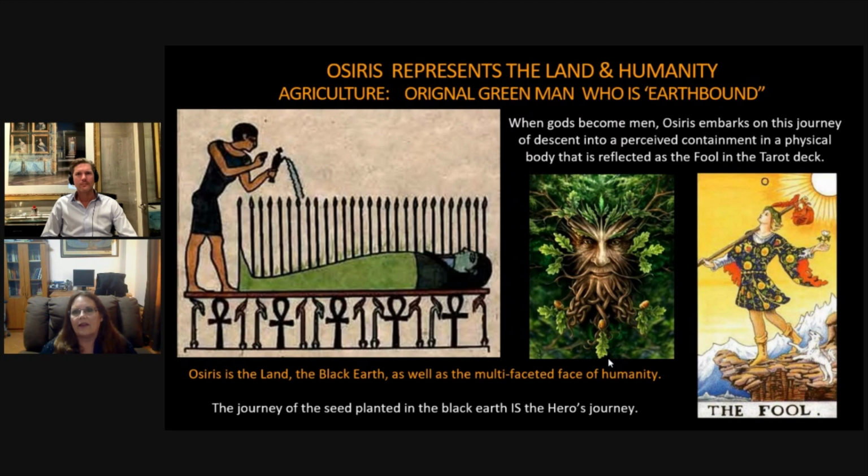So he's off on that journey to become earthbound, born into form. This is the moment when gods, the Neteru, become men. This is that moment when Osiris takes that first step of descent into a perceived containment in a physical body, that is reflected as the Fool in the tarot deck. So, incredible. He's the seed planted in the black earth.